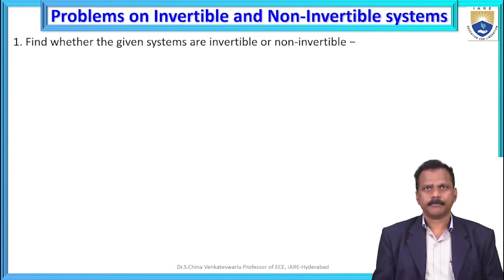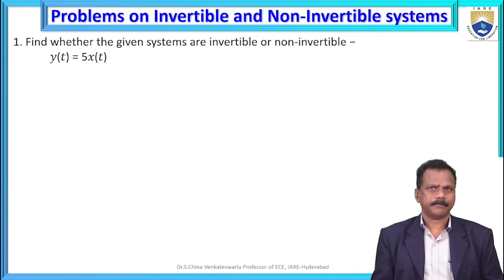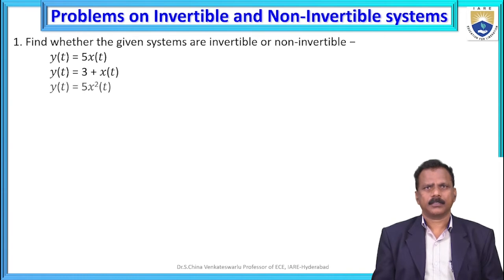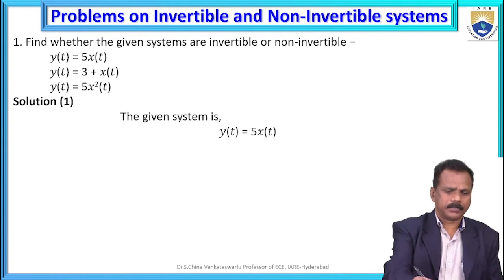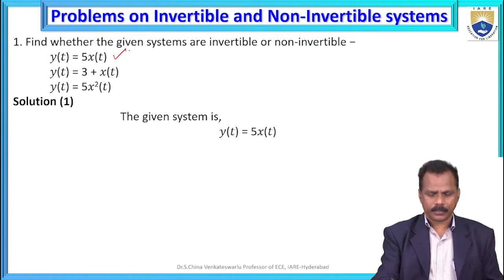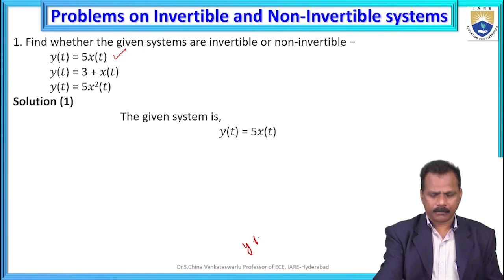So how are we finding this? Here the given system is y of t is equal to phi of x of t. Then y of t is equal to 3 plus x of t. We are given two conditions. The third one is y of t is equal to 5x square of t. Use all of these to verify the solution, where the given system is y of t is equal to 5x of t.